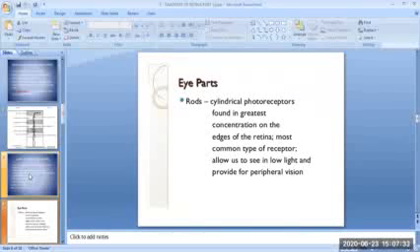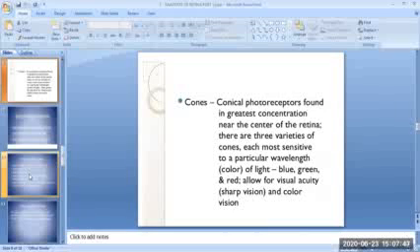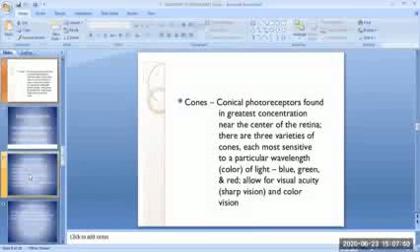The rods are cylindrical photoreceptors found in the greatest concentration on the edges of the retina. They are the most common type of receptor, allow us to see in low light, and provide peripheral vision. The cones are conical photoreceptors found in greatest concentration near the center of the retina. There are three varieties of cones, each more sensitive to a particular wavelength of light: blue, green, and red, allowing for visual acuity and color vision.